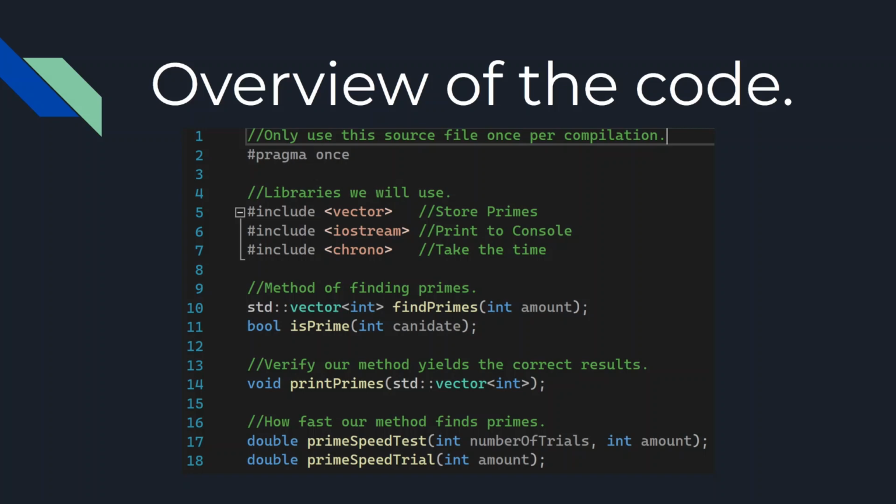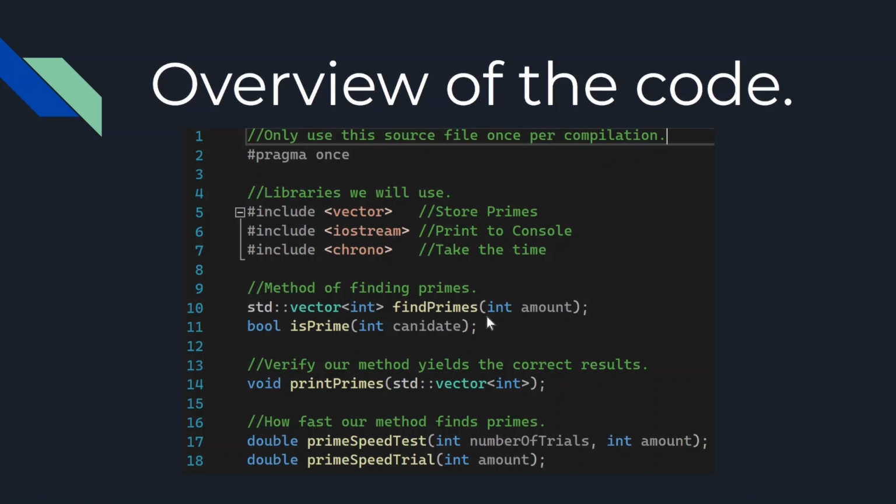We will have a method which finds the primes. It will take in some number of primes which we want to find. Let's say we want to find the first 1,000 primes, for example. That would be in this amount here. And we will have some method that we're running inside of it that checks to see if a given number is prime.